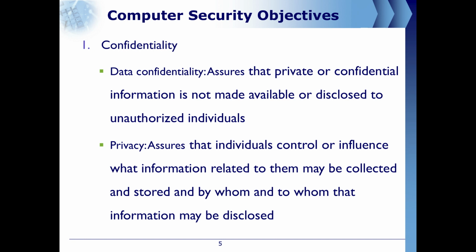Computer security objectives. 1. Confidentiality. Data confidentiality assures that private or confidential information is not made available or disclosed to unauthorized individuals. Privacy assures that individuals control or influence what information related to them may be collected and stored, and by whom and to whom that information may be disclosed.